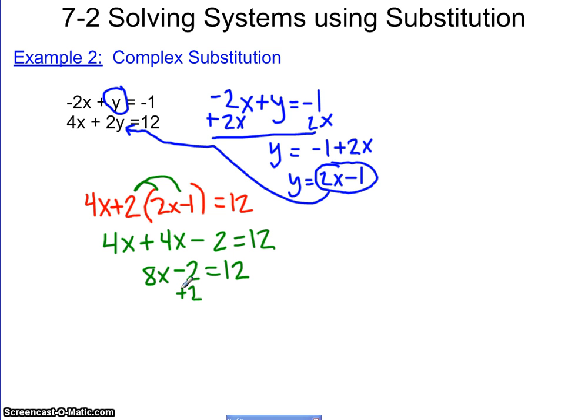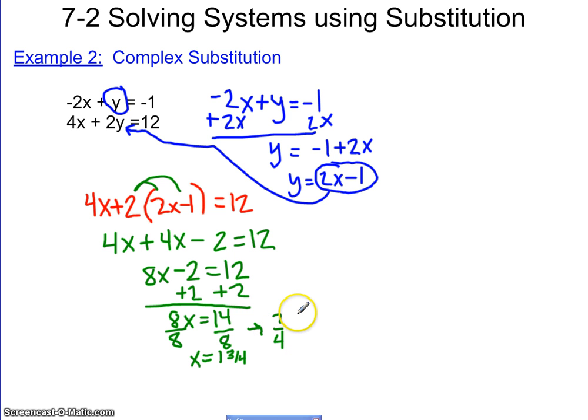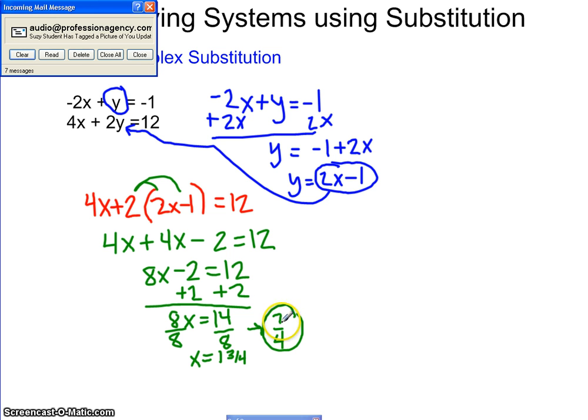Anyway, continuing on with this problem, we're going to add 2 to both sides. So I end up with 8x equals 14. And then I'm going to divide by 8 on each side. When I do that, I end up with x being 14/8. I can leave it like that, or I can change it to 1 6/8, which is the same thing as 1 3/4. I think I'm just going to leave it like that. Remember that we could have it say 7/4 if we wanted to. That would be the same thing as well. In fact, I'm going to use that idea that 1 3/4 is the same thing as 7/4.